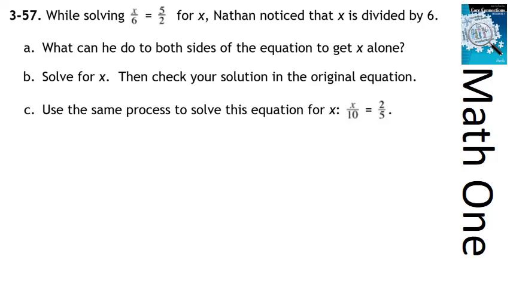While solving x over 6 equals 5 halves for x, Nathan noticed that x is divided by 6. What can he do to both sides of the equation to get x alone? Well, I would say, hey, if x is being divided by 6, I would suggest that he multiply both sides by 6.